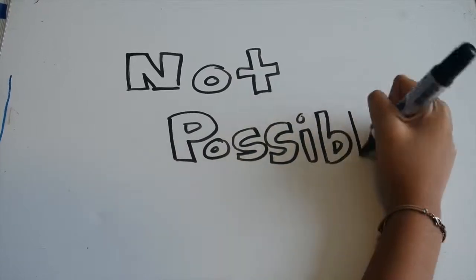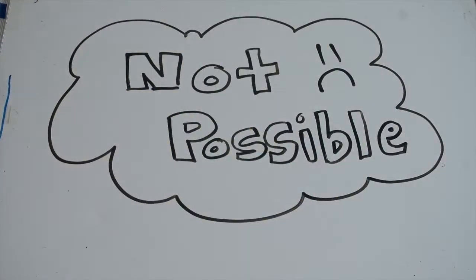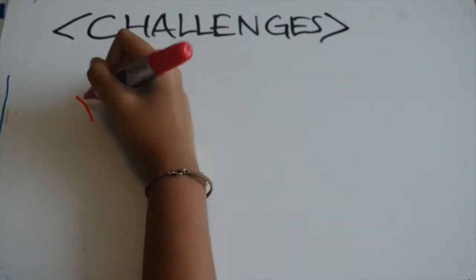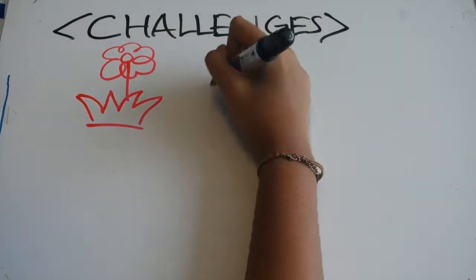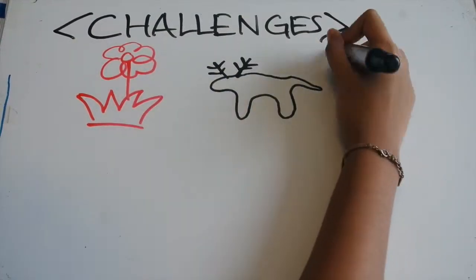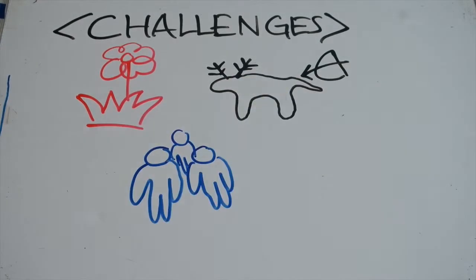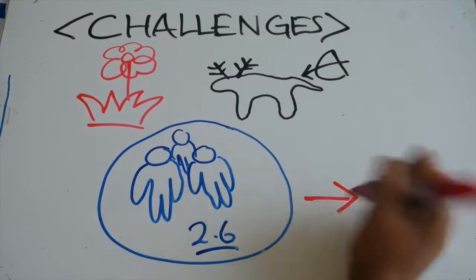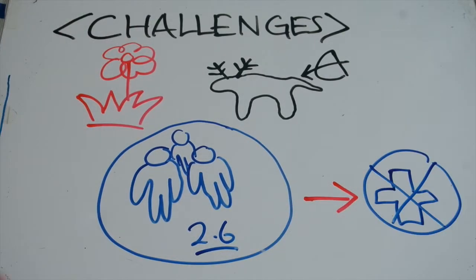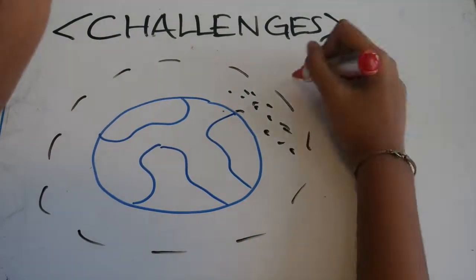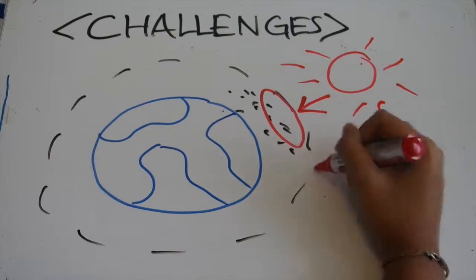Considering the statistics, we believe that this goal cannot be achieved by the end of 2015. There are still some challenges for us. 17,000 species of plants and animals are still endangered. 2.6 billion people remain without access to healthcare. Lastly, the atmospheric levels of substances that can destroy the ozone layer could increase 10 times by the end of 2015.